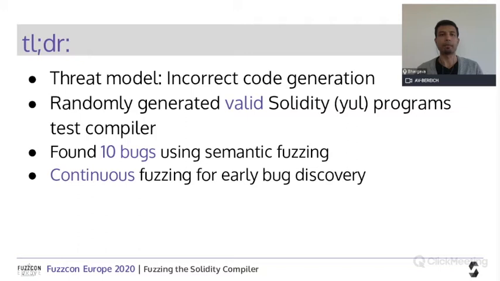To do this, what we do is we randomly generate valid Solidity programs. Yul, to be specific. Yul is, let's say, a low-level dialect of Solidity, to test the compiler. And using this approach, which I'm going to describe in more detail in the coming slides, we found about 10 bugs, and we continue to use this approach to test Solidity on a regular basis.